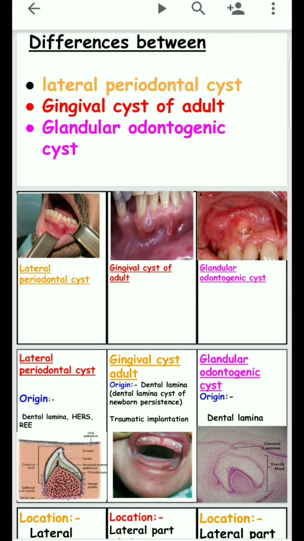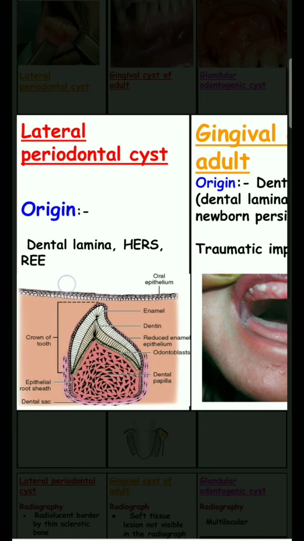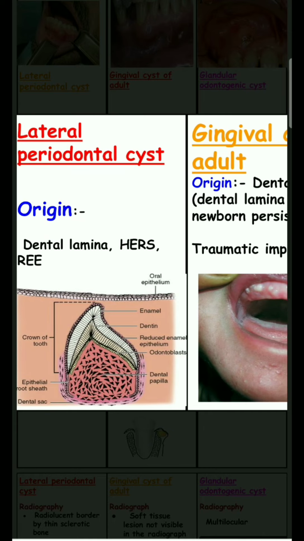Today we have to discuss the topic of differentiating lateral periodontal cyst, gingival cyst of adult and glandular odontogenic cyst, because these three cysts are clinically similar, so we have to differentiate them for better understanding. The lateral periodontal cyst arises from dental lamina, Hertwig's epithelial root sheath and reduced enamel epithelium.